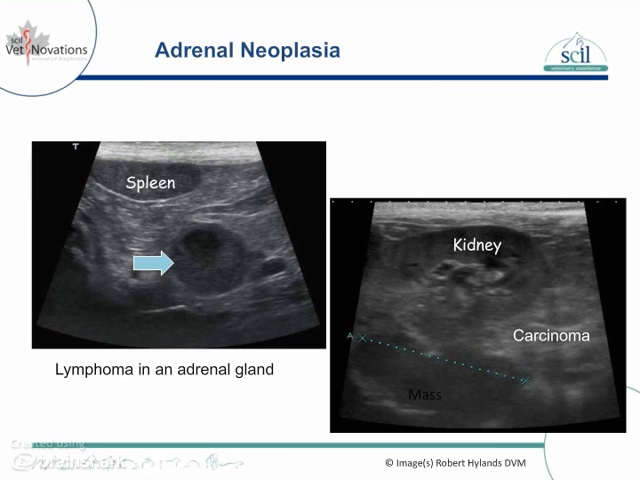These are examples of two different neoplasms associated with the adrenal glands, in this case the left adrenal. The first shows a uniformly enlarged hypoechoic gland caused by metastasis of lymphoma, and the second shows an irregularly enlarged hypoechoic mass associated with the cranial dorsal pole of the left kidney. Fine needle aspiration or tissue core biopsy was required to diagnose these tumors.